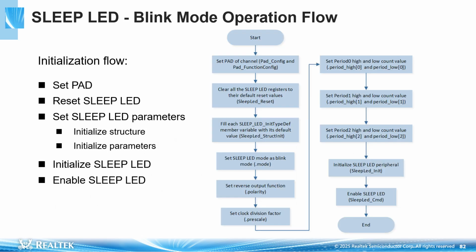The operation flow of the flashing mode of the sleep LED is shown in the figure. The first step is to set the pad, the second step is to reset the sleep LED, the third step is to set the sleep LED to the blink mode, the fourth step is to set the reverse output function, the fifth step is to set the clock division factor. The sixth step is to set the high and low level count values of the 3 periods. The seventh step is to initialize the sleep LED according to the set parameters. And finally, enable the sleep LED.